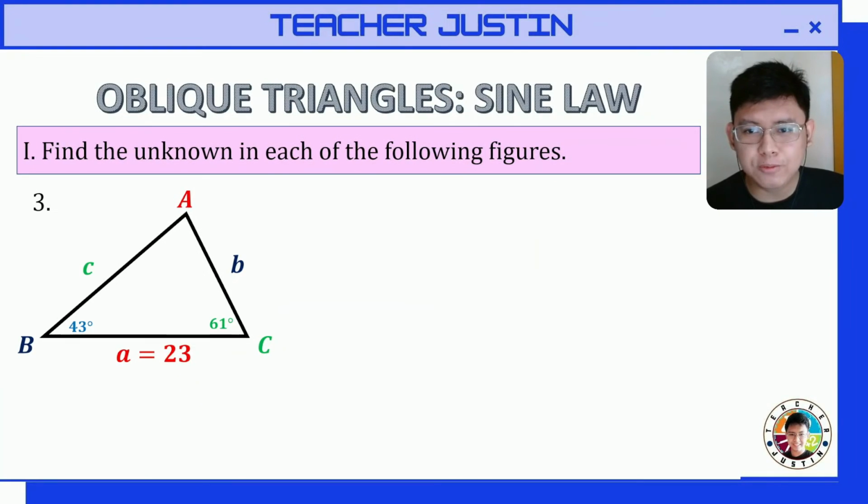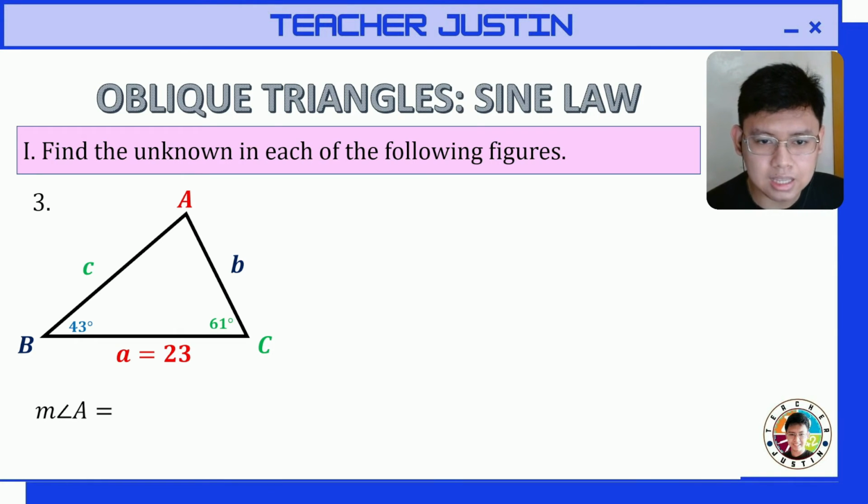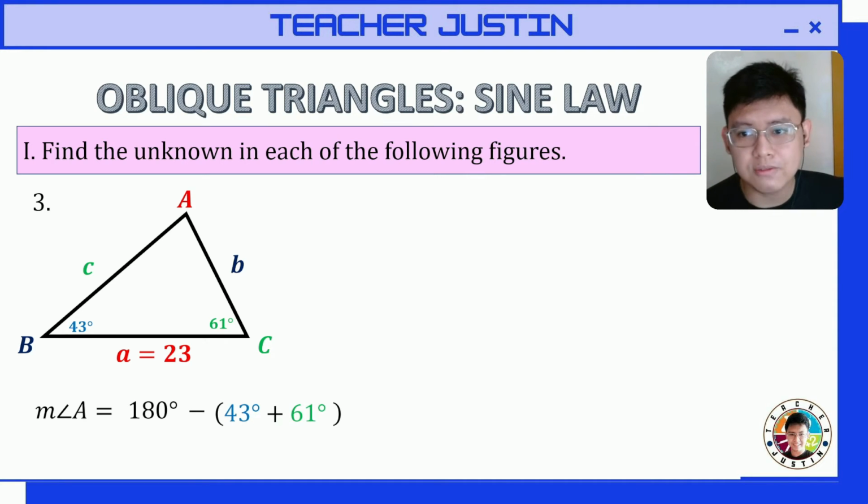Alright, okay, let's solve for the missing parts of this oblique triangle. So, first step natin para ma-solve yung ating oblique triangle using sine law is for us to complete the angles. Since we're given two of our interior angles of this triangle, we can now solve for the third angle. So, let's solve for the measurement of angle A. So, the measurement of angle A is equal to 180 degrees minus the sum of the two given angles. So, subtract natin si sum ni 43 and 61 degrees.